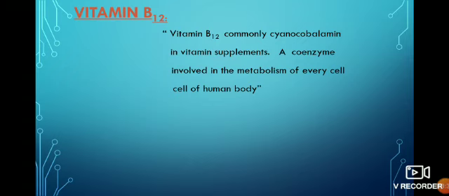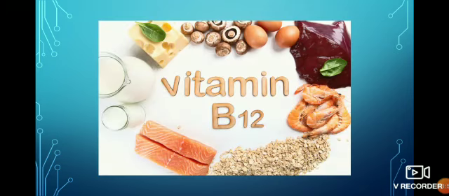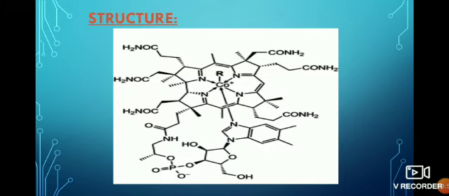Now comes the last one, vitamin B12, which is also cobalamins. Vitamin B12, commonly cyanocobalamin in vitamin supplements, is a coenzyme involved in the metabolism of every cell of the human body. Its sources are here, which are also easily available, and here is the complex structure of vitamin B12.